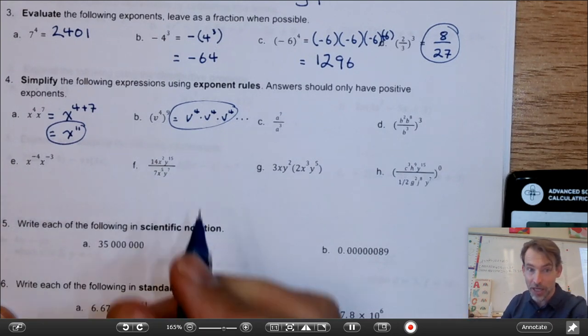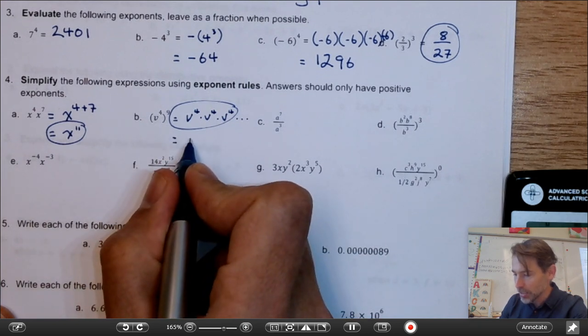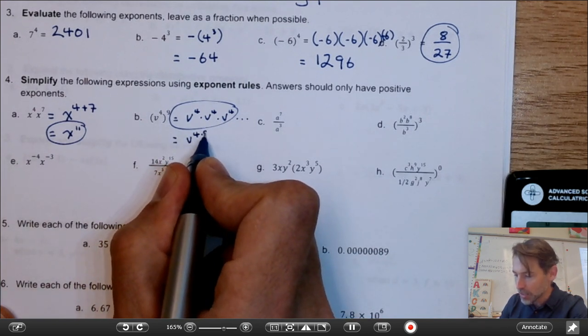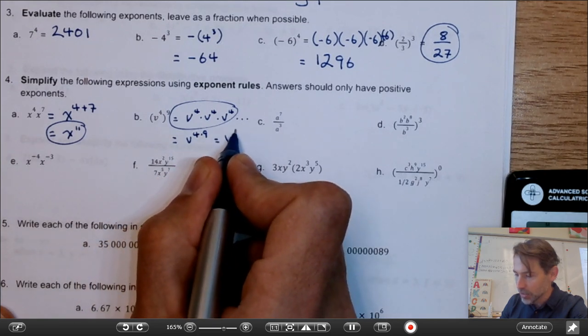Another way to do that is multiplication. In these cases, multiply the exponents. This is v to the 4 times 9. This is equal to v to the 36.